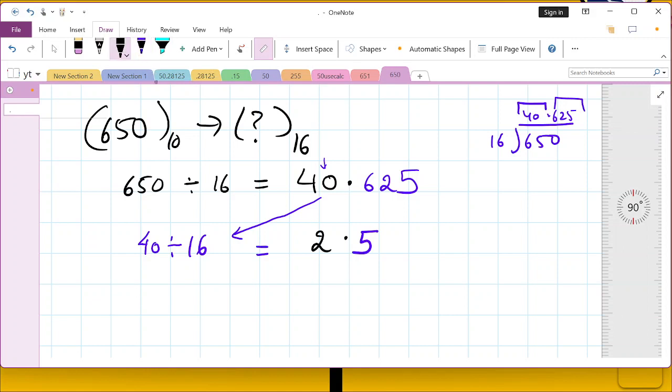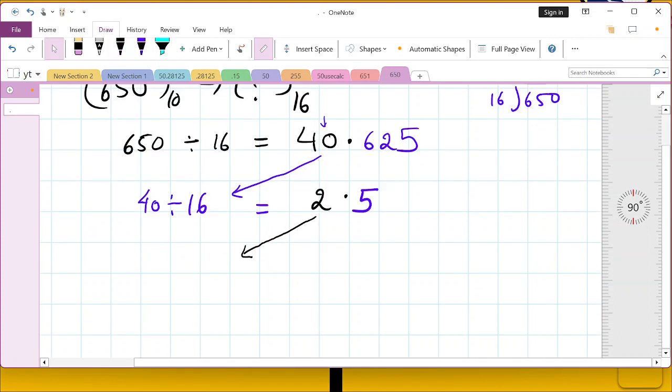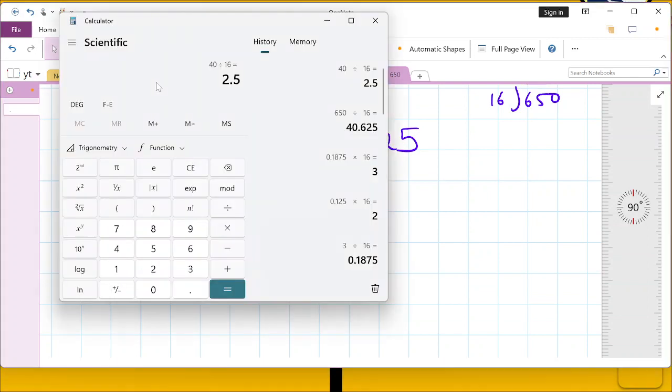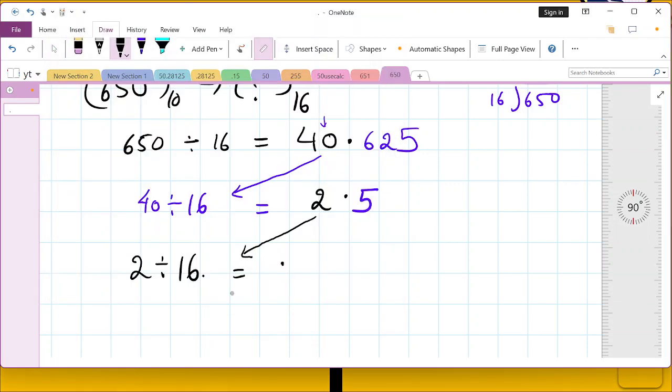Now we will again bring 2 down because our whole number quotient part hasn't got 0 yet. So this will now become 2 divided by 16. So you just do that over here. 2 divided by 16, and you will get the answer 0.125. Now I have got 0 over here. My integer quotient part has become 0, so I will stop over here.